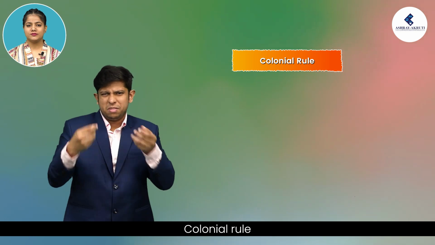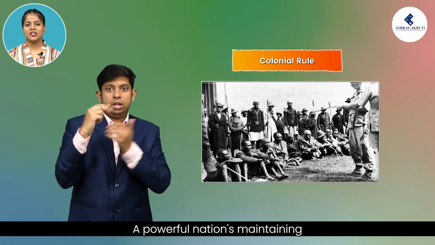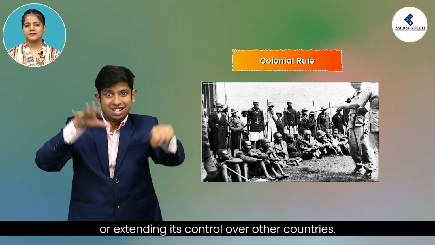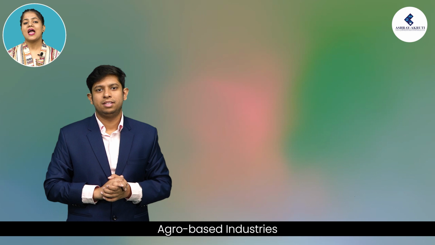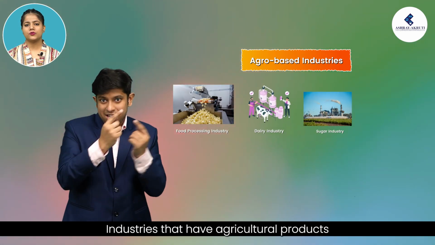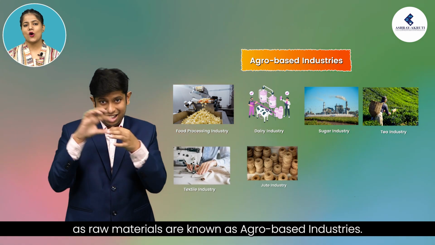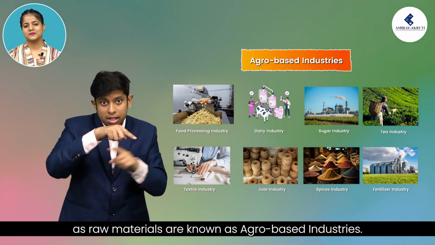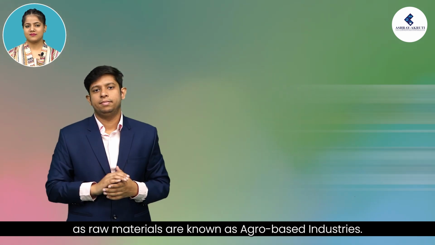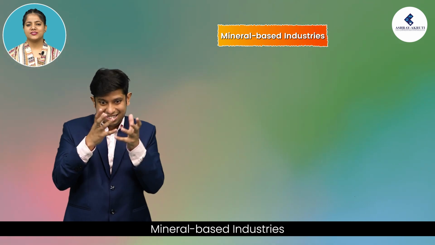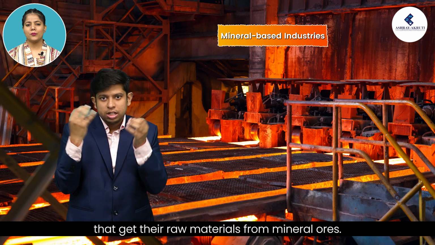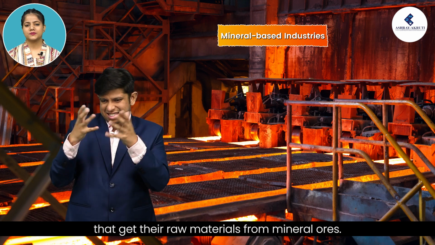Colonial rule. A powerful nation maintaining or extending its control over other countries. Agro-based industries. Industries that have agricultural products as raw materials are known as agro-based industries. Mineral-based industries. Mineral-based industries are the main industries that get their raw materials from mineral ores.